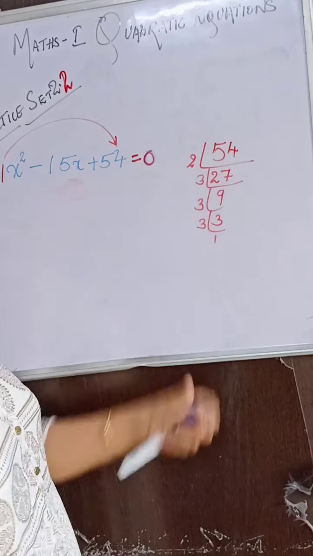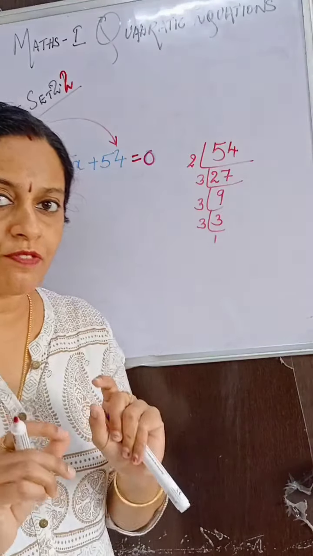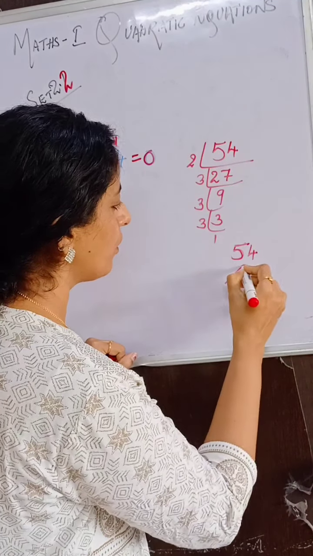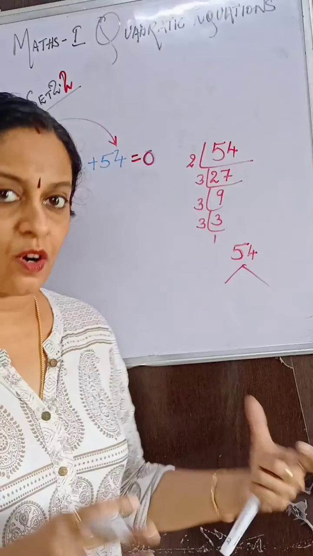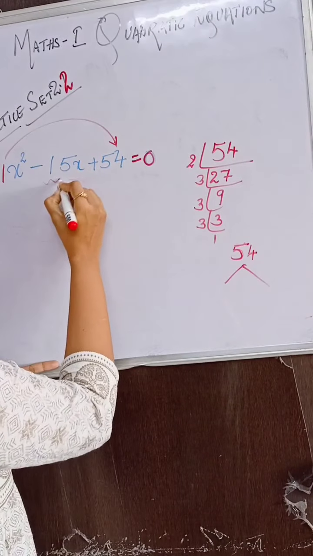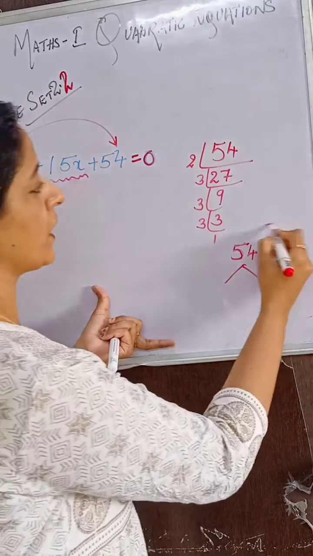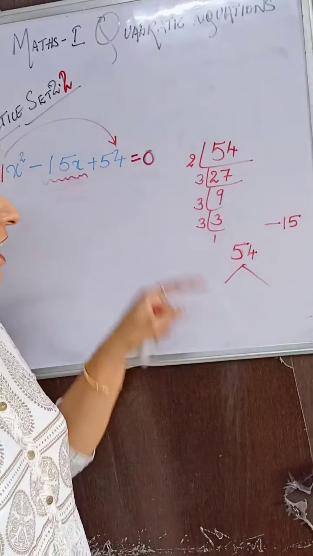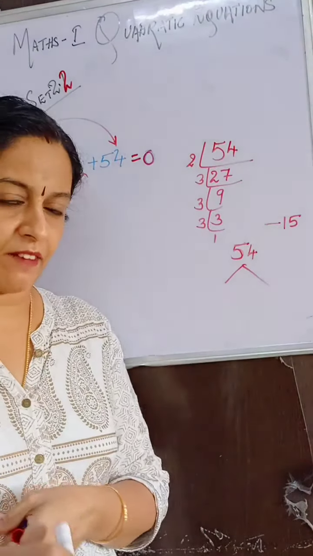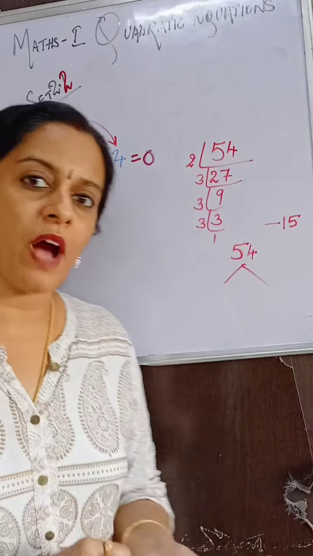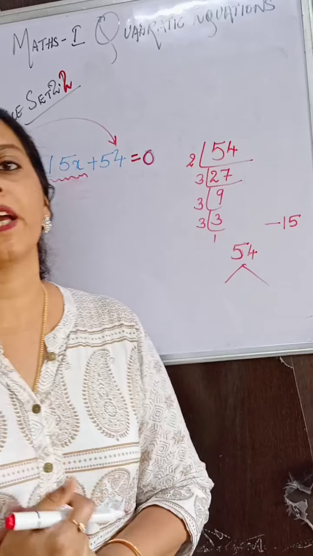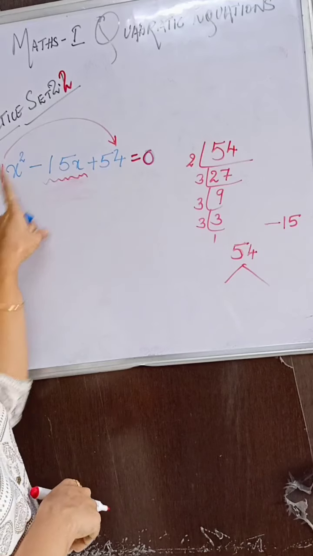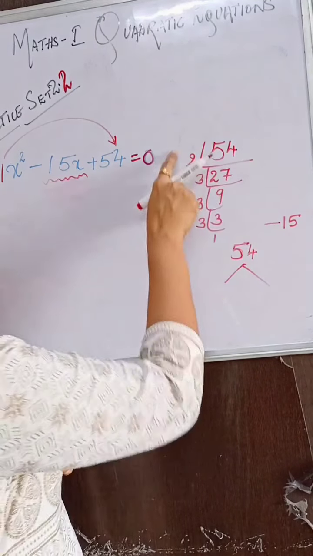Now, from the factors of 54, we want to find two numbers that will give us 54 when you multiply, and when you add or subtract, you should get the middle term. What is the middle term? Minus 15. So we are in search of two numbers that will give 54 when you multiply, and when you add or subtract, you should get minus 15. Understood? First we multiply here. No coefficient means 1. 1 into constant 54. Factorized, we got the factors.